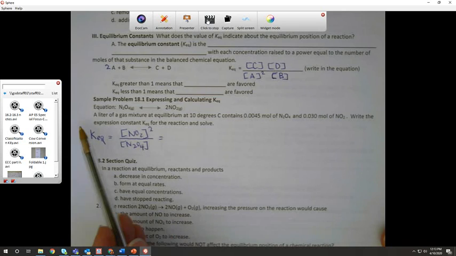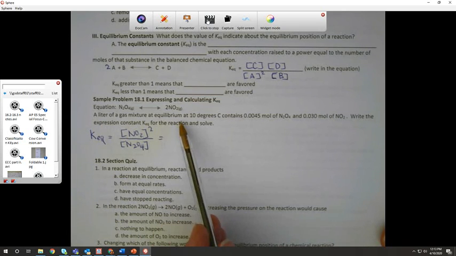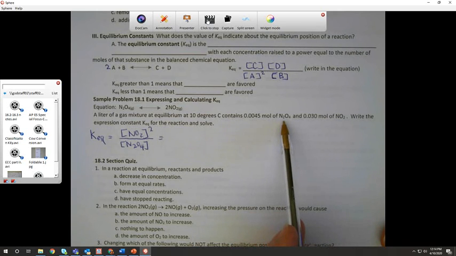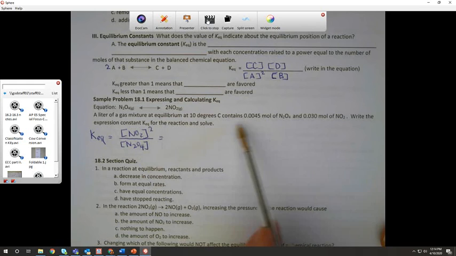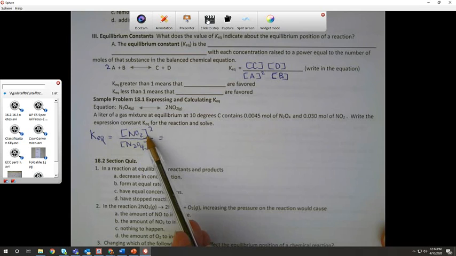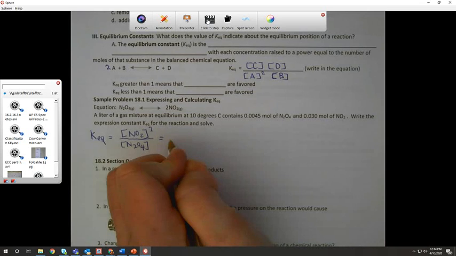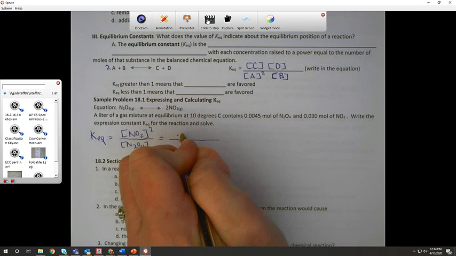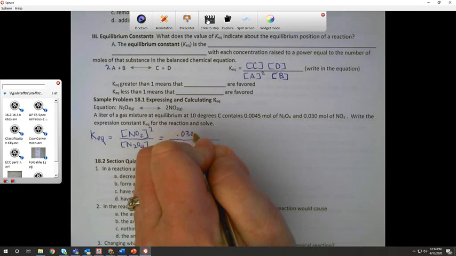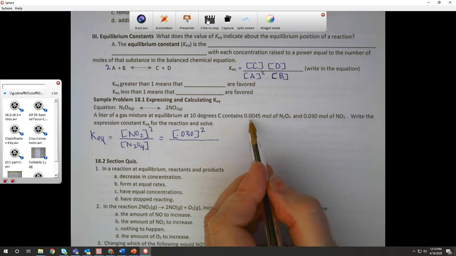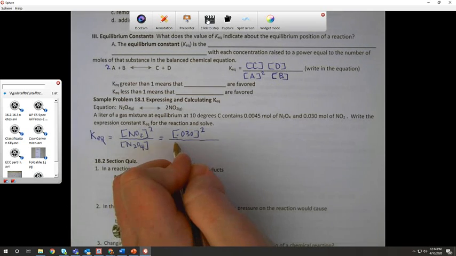Our question here says a liter of gas mixture at equilibrium is at 10 degrees Celsius, and it contains 0.0045 moles of N2O4. So that's going to be the one on the bottom. And then 0.030 moles of NO2. That's going to be the one on the top, and we're going to square it. So now we're going to write the expression and then solve. So we'll write another line here, and we'll put 0.030 in here, and we're going to square that. And then we're going to take 0.0045 and put it on the bottom.